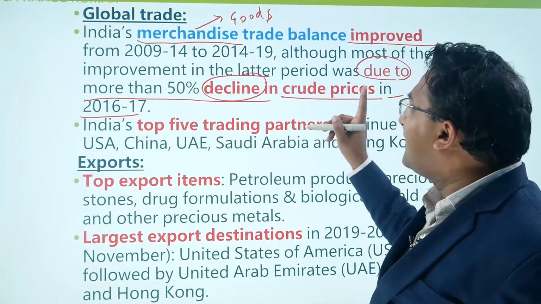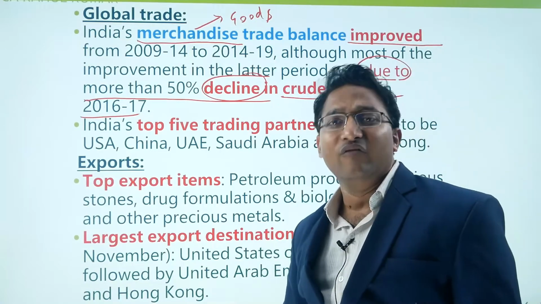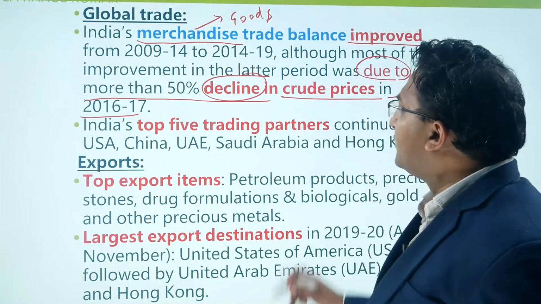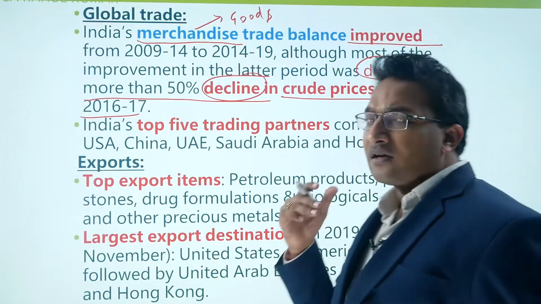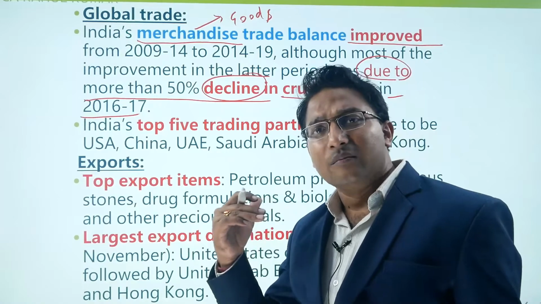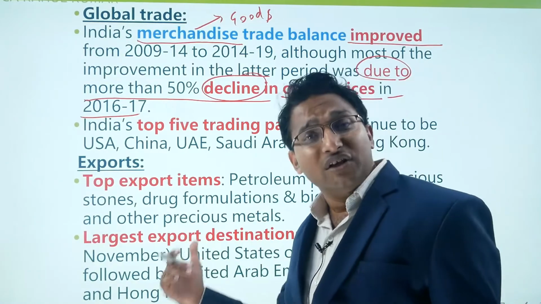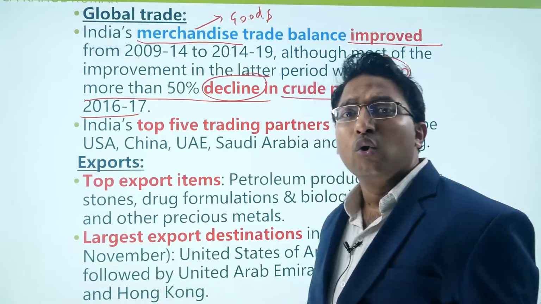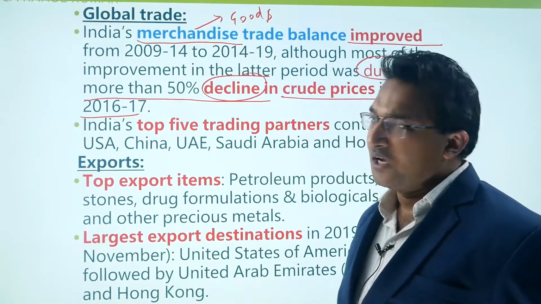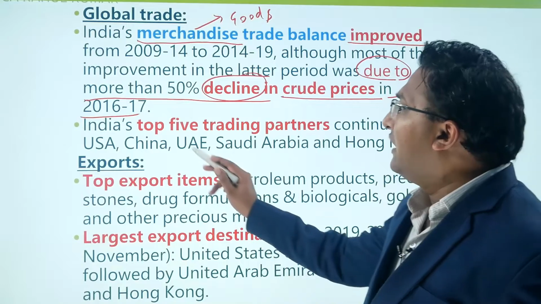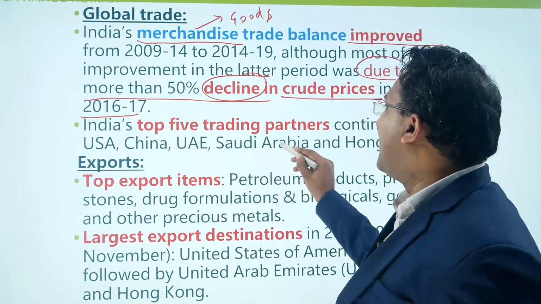Because of this value of import drastically going down, this trade balance has become comparatively favorable, right? So this can be a question that India's trade balance became favorable in the last 5 years compared to the preceding 5 years because of the crude oil prices decline. So the statement is right.